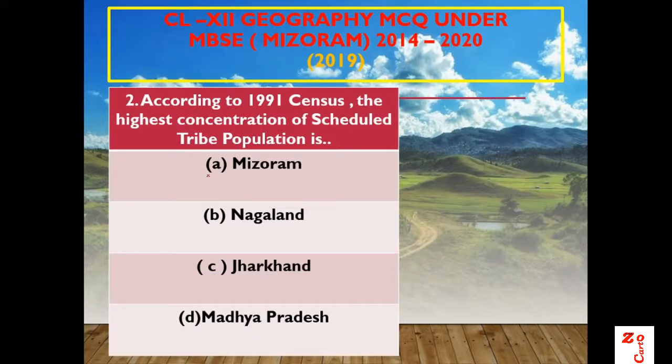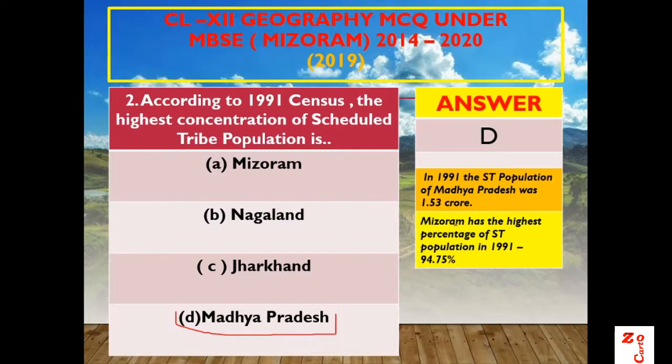According to the 1991 census, the highest concentration of scheduled tribe population is in A. Mizoram, B. Nagaland, C. Jharkhand, D. Madhya Pradesh. D. Madhya Pradesh. Madhya Pradesh has the highest ST population in 1991, 1.53 crore, and Mizoram has the highest in terms of percentage, that is 94.75%.